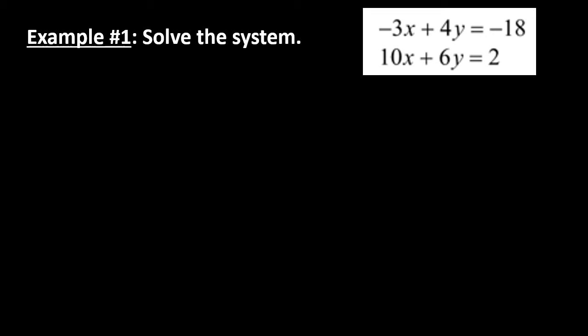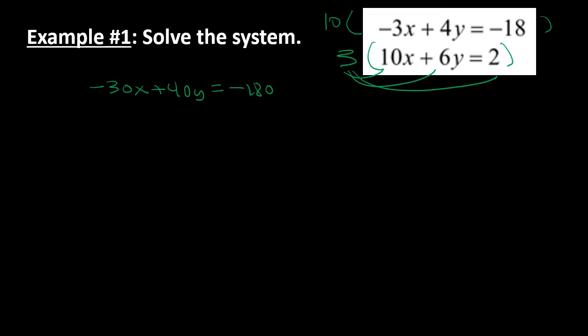So 10 times negative 3 is negative 30, so I'm going to multiply this bottom row by 3, and I'm going to multiply everything in the top row by 10. And if you don't understand why I chose those numbers, you will in a second. So I'm going to distribute that 10 to everything in the top row, so you get negative 30x plus 40y equals negative 180, kind of a big number, but we'll work with it. In the bottom row, you're going to distribute this 3 to everything in the bottom row. So 3 times 10x is 30x. 3 times 6y is 18y.